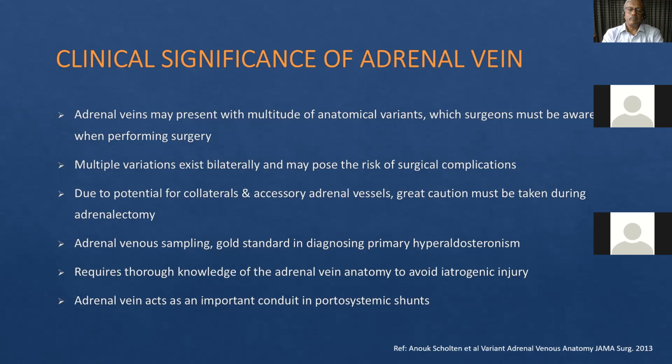Adrenal veins may present with multiple anatomical variants which surgeons should be aware of while performing surgeries. As there could be collaterals and accessory adrenal veins, caution must be taken during surgeries. Adrenal venous sampling is a gold standard diagnostic procedure in primary hyperaldosteronism, and it requires thorough knowledge of the adrenal vein anatomy to avoid iatrogenic injury. The adrenal vein acts as an important conduit in portosystemic stents.